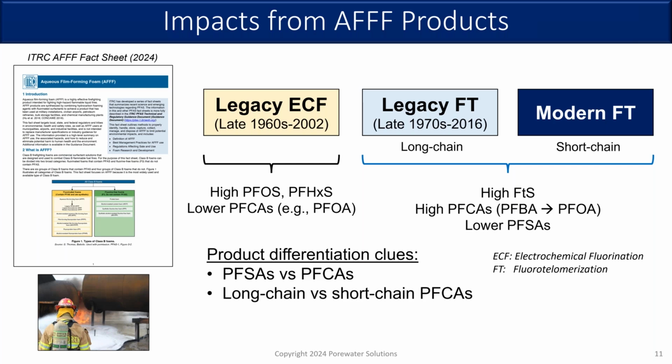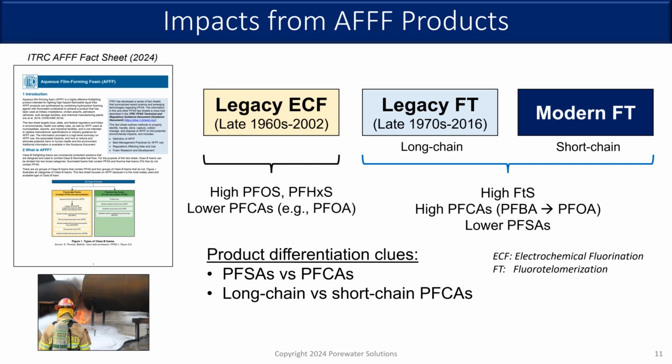So there's a legacy ECF product, that's product number one. It's called legacy because they don't make that anymore. And you get the sulfonates, mainly high concentrations with impacts to the subsurface. Then there's two types of what we call FT products. FT stands for fluorotelomerization, which is another process used to make AFFF products. And when that AFFF gets into the subsurface, what you're left with is mainly carboxylates, like for example PFBA through to PFOA, PFNA, and the precursors that go with it. You've got lower concentrations of sulfonates when these FT AFFF products are used.